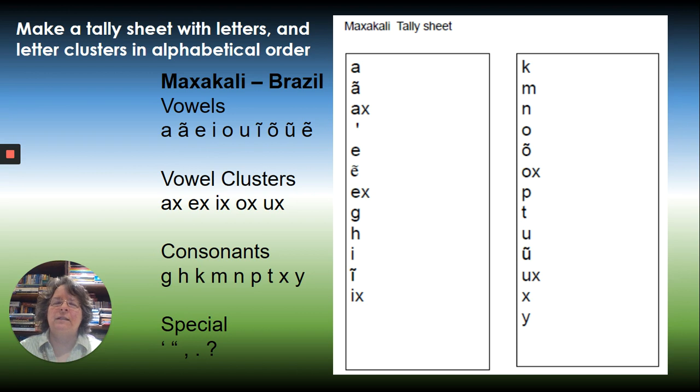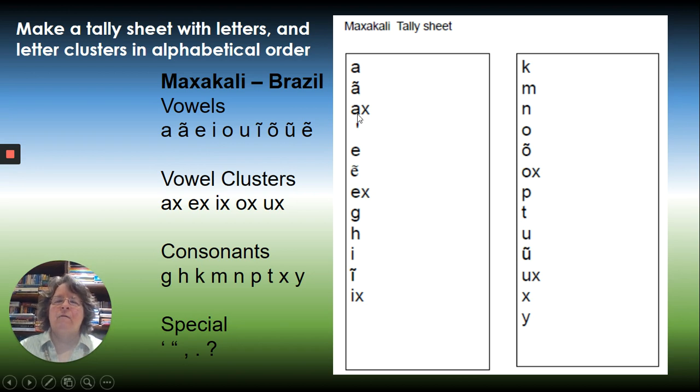The language data worksheet is a listing of the vowels, vowel clusters, and consonants. In this case, Mashaki doesn't have any consonant clusters. For example, MB, MP, or NG might be examples in other languages, but it's just not listed on this language data worksheet. We're going to take these and list them in alphabetical order on your tally sheet.